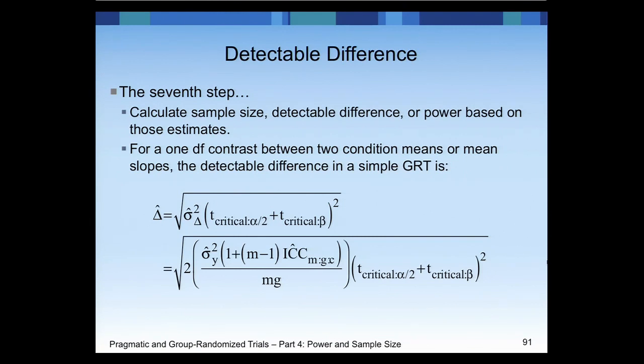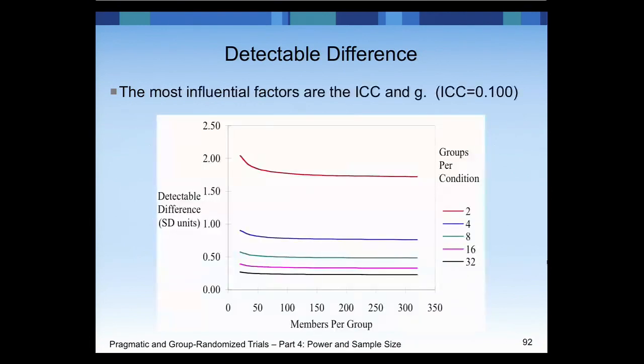The denominator, instead of being N, is now mg, where we have m members per group and g groups per condition. We still have a 2 as a multiplier because we're comparing two means or two slopes, and we still have our t-squared values, or the t-values, the sum is squared, off to the right. I always use the t-distribution, never the z-distribution, because the z-distribution assumes an infinite number of degrees of freedom. That never applies in group randomized trials, and so I use the t-distribution and caution you to use it as well. If you use a z-distribution, you are not taking the penalty associated with limited degrees of freedom into account, and you need to do that.